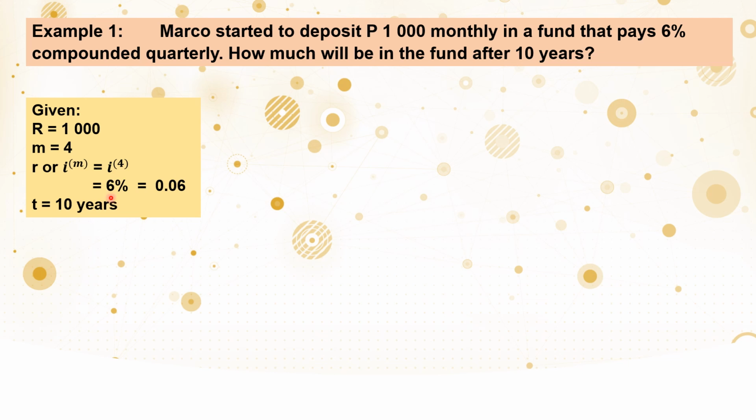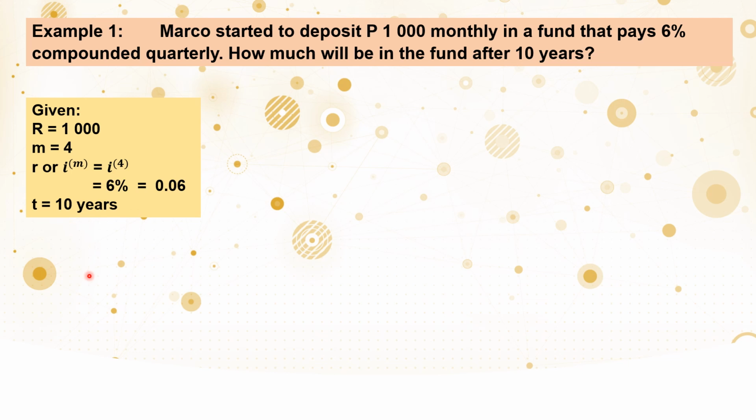So, para maisulat natin yung 6% into decimal, just move the decimal point twice to the left. From this point, we move 1, 2. So, we have now 0.06. And 10 years is our time.